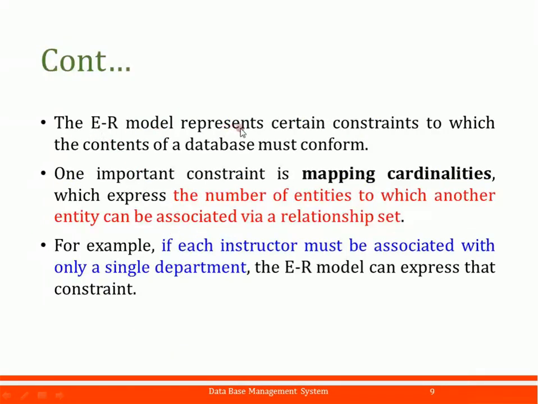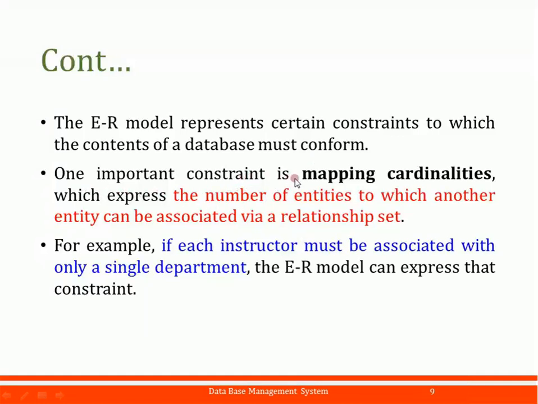The ER model represents certain constraints to which the contents of the database must conform. For example, you may have constraints like the gender of a student can be either male or female. In case of an account, there will be a constraint like the savings account balance should not fall below 500. Similarly, there will be a lot of constraints, and the ER model can also represent the constraints to which the content of the database must conform.